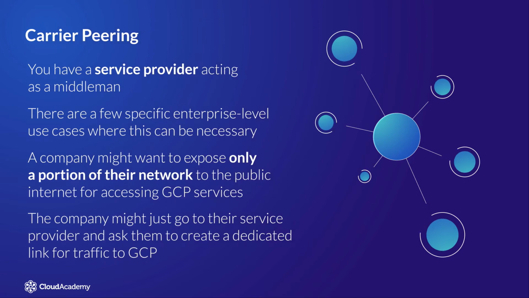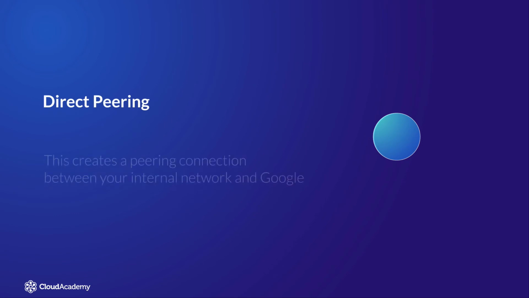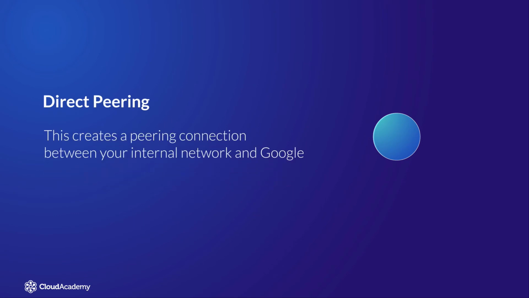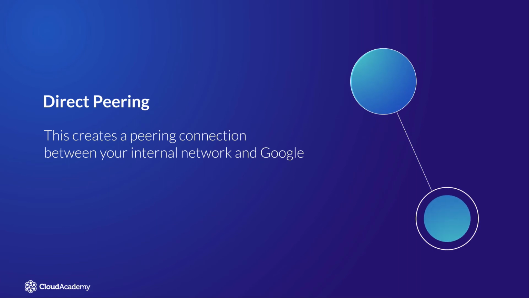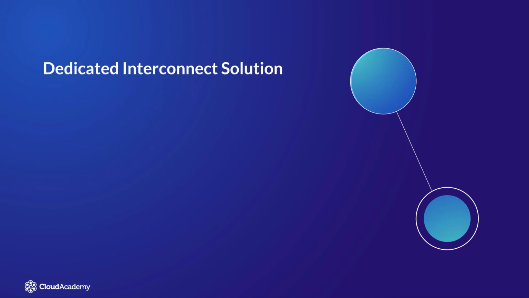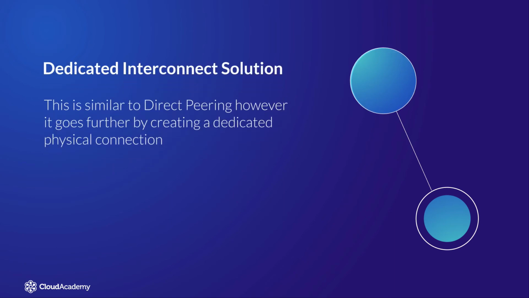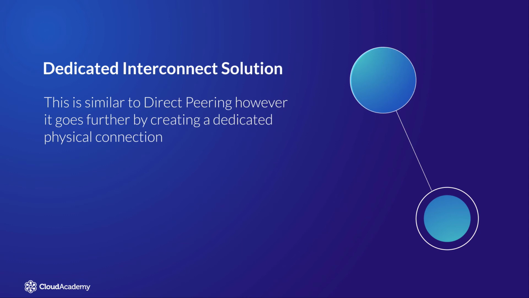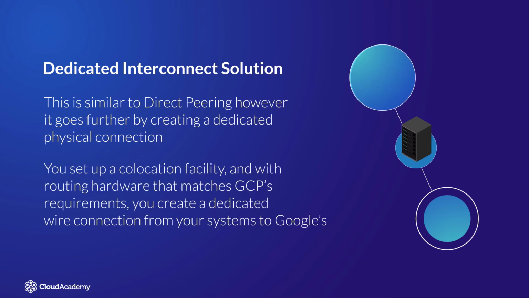Now, for direct connections to GCP, direct peering is a logical solution. This creates a peering connection between your internal network and Google. Now, there's another version of this that's even more direct. This is called dedicated interconnect. This is similar to direct peering, but it goes further by creating literally a dedicated physical connection. You set up a co-location facility, and with routing hardware that matches GCP's requirements, you create a dedicated wire connection from your systems to Google's. Very useful if you need an air gap or you need physical control over the infrastructure for whatever reason.